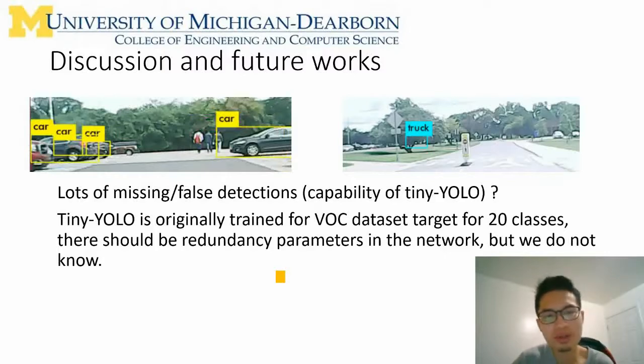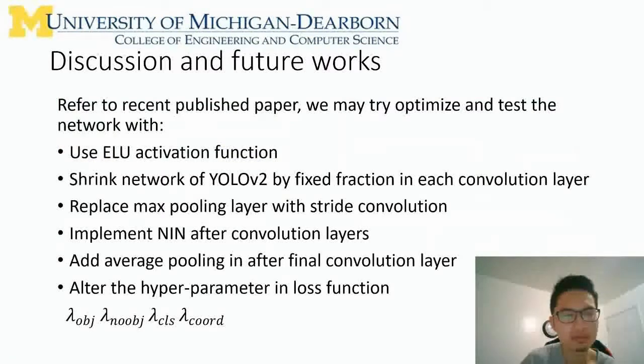As we see in the video, there are a lot of missing and false detections. So is this the capability limit of tiny-YOLO? Can it not do any better? We don't know, because tiny-YOLO was originally trained on the VOC dataset targeting 20 classes. So there should be lots of redundant parameters in the network, because we're just looking for 5 classes, but we don't know how to find them or where to look.